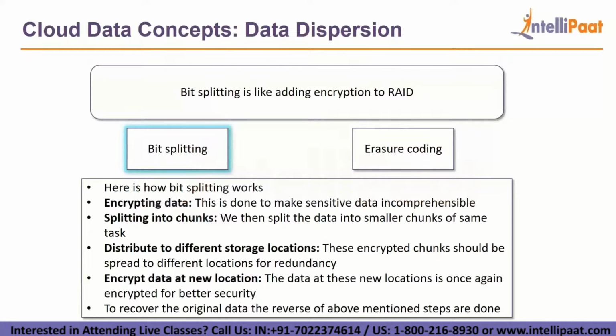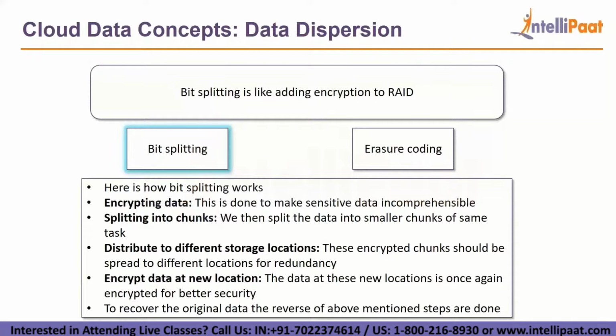Then we split the encrypted data into chunks. Chunks are basically small pieces of the same size of the data, so that we don't have to worry about how we go about splitting the data and how we distribute it. Then the data is distributed to different locations based on the chunks. If we have 8 chunks and 4 locations, two chunks are placed on each location. Preferably one chunk on one location is a good strategy. Then comes encrypting data at the new location.